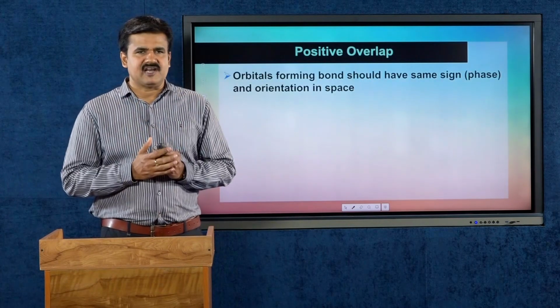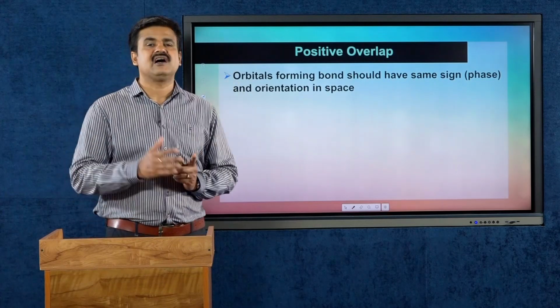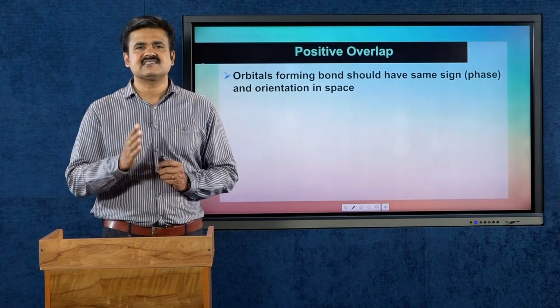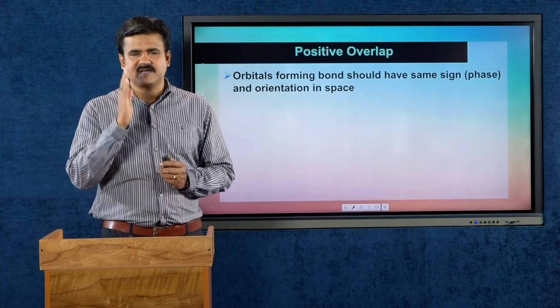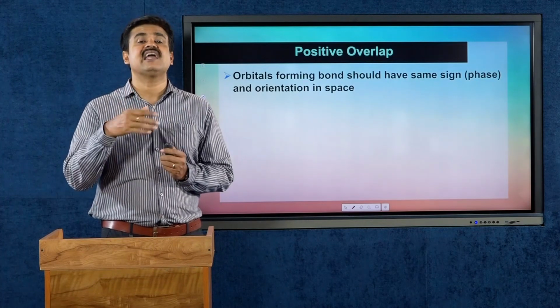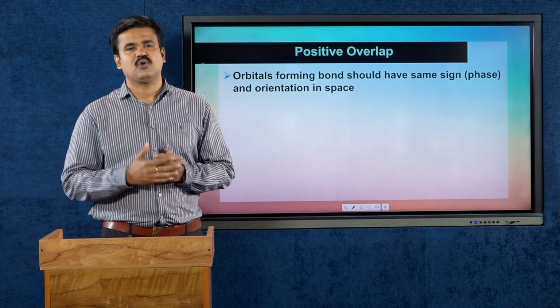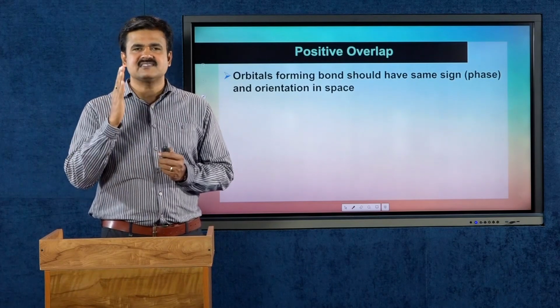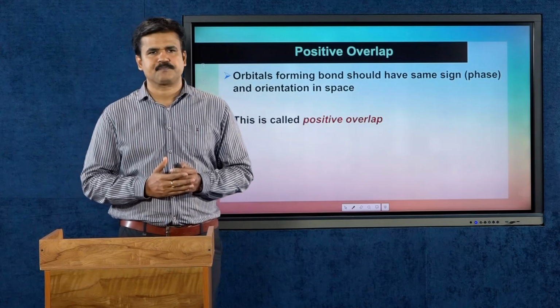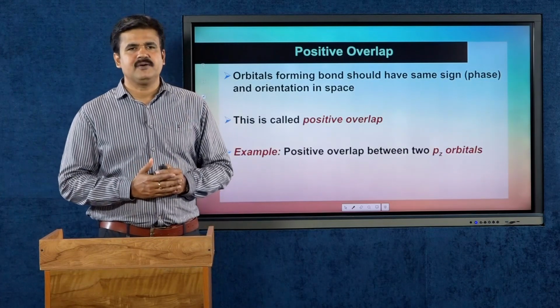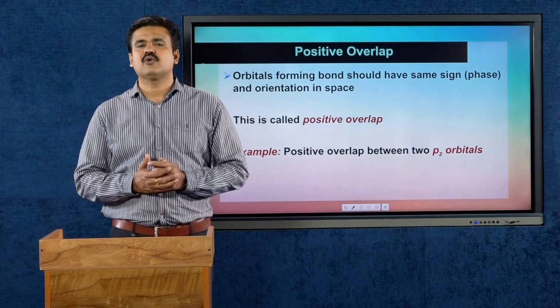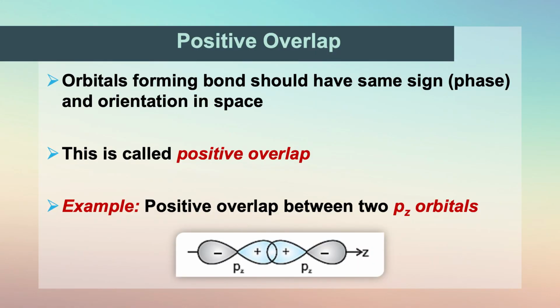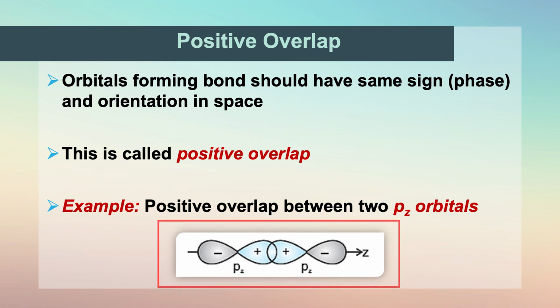In positive overlap, orbitals forming a bond should have the same sign or the same phase orientation in space. That is, positive overlap is obtained by the overlapping between like signs, or in-phase overlap. In-phase overlap is known as positive overlap. This positive overlap can be illustrated by taking two pz orbitals as an example. That is, there occurs a positive overlapping between two pz orbitals as shown here.